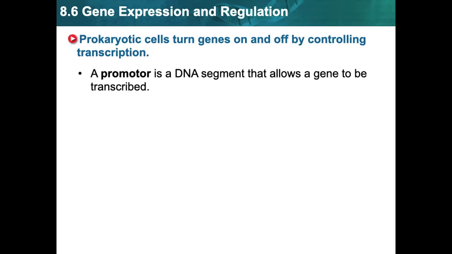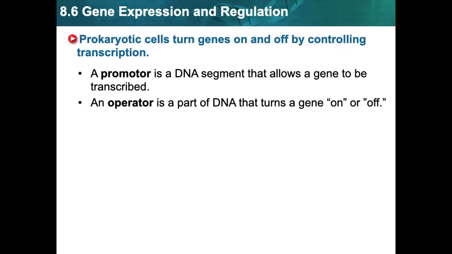So there are different parts to it that turn the gene on and off. One part is the promoter. That's a DNA segment that allows a gene to be transcribed. Basically, it tells the cell where to start transcription. And that DNA segment with the promoter is basically the starting part of the DNA, and it tells the cell where that gene starts.